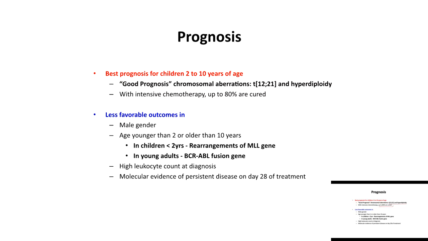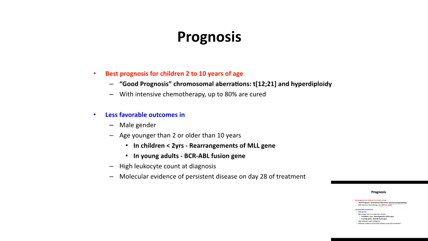But some of the other factors that lead to less favorable outcomes include male gender, children less than 2 or more than 10 years. And it's also very interesting that the mutations that we see in children less than 2 years that confer a bad prognosis are different from the ones that cause a bad prognosis in children over the age of 10 years.